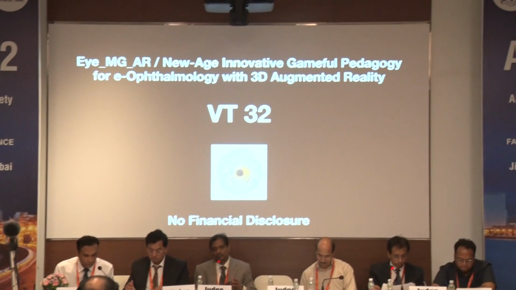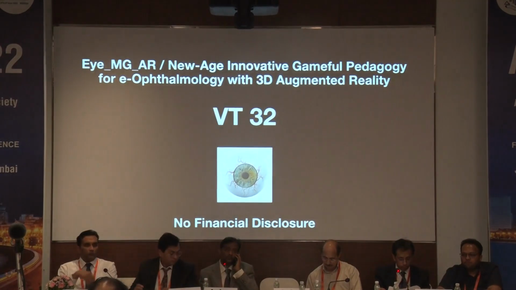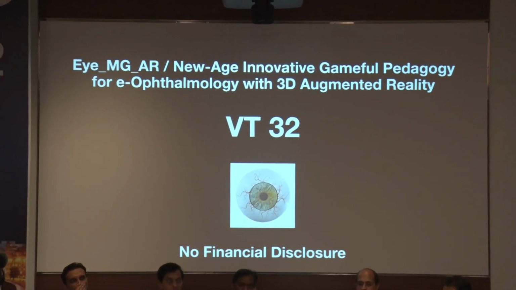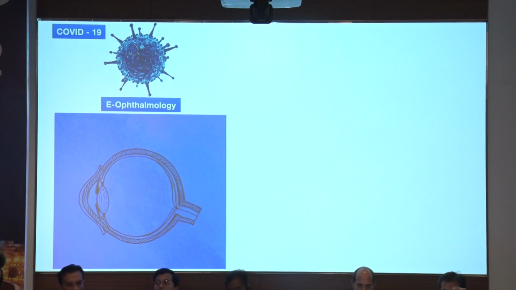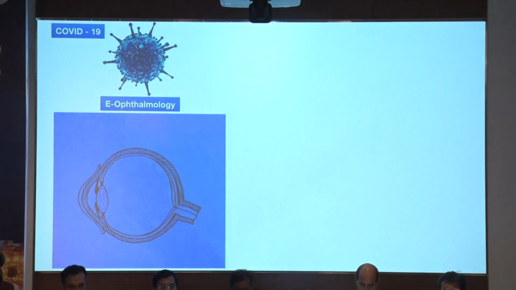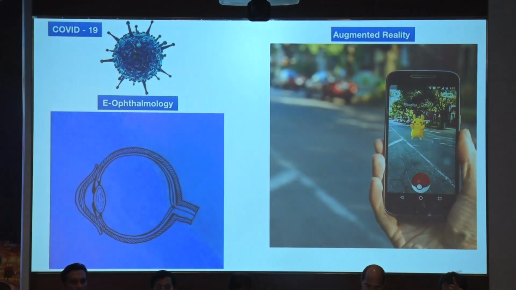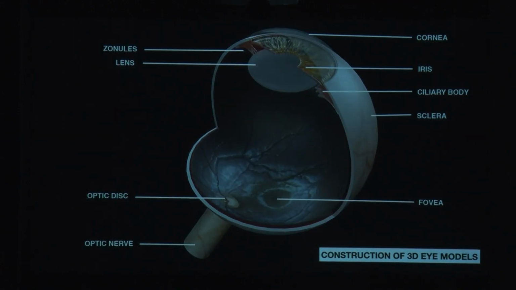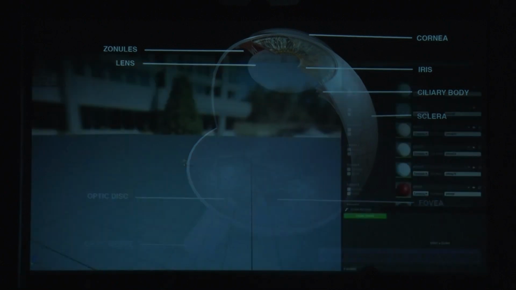Immersive photoreal innovative gameful pedagogy for e-ophthalmology with 3D augmented reality. When COVID-19 happened, teaching in the medical field shifted to e-platforms, with ophthalmology being no exception, with high demand for augmented reality. The 3D eye models were constructed with real ophthalmic images. Let us see why and how.